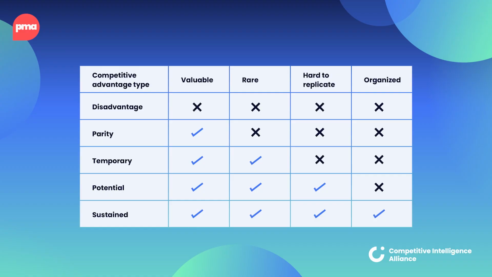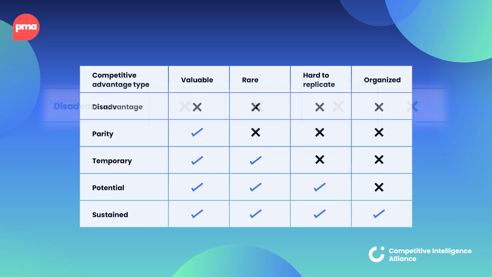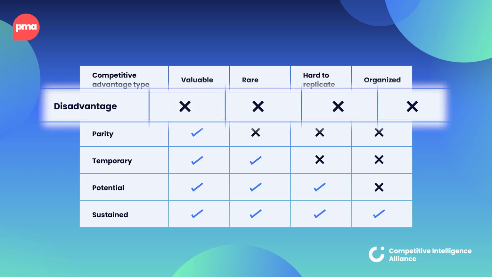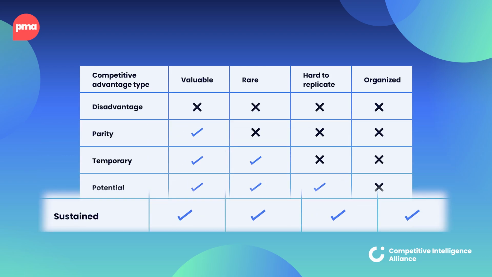The idea is that as you move down the list, it becomes harder to check off each item. There's a particular grade your advantage will achieve as you can affirm each item in the list. If you don't have a valuable resource or capability your competitors have, you're at a competitive disadvantage. If you have a valuable resource most of your competitors have, you're said to be at competitive parity with them. Only those advantages that are also rare, hard to replicate, and that you're actively exploiting in an organized way can be called sustained competitive advantages.